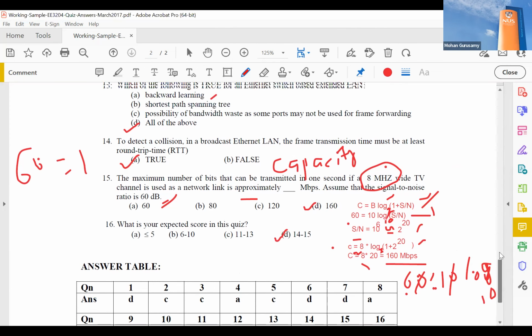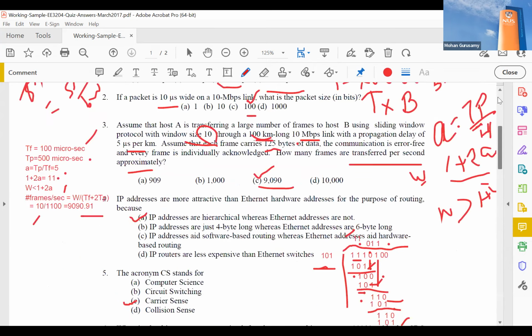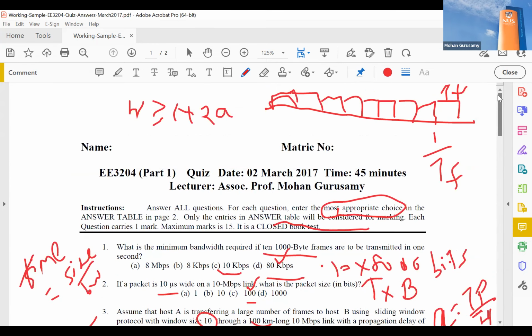So this is the end of the discussion of this question paper. I'm done. If you have any questions on this sample paper or any lecture topic, you can ask now.